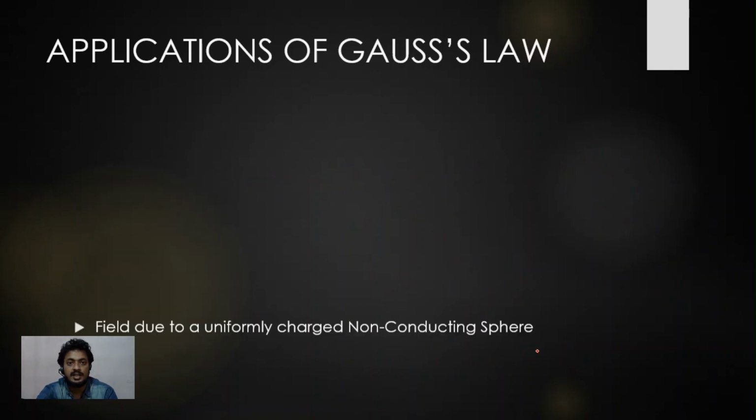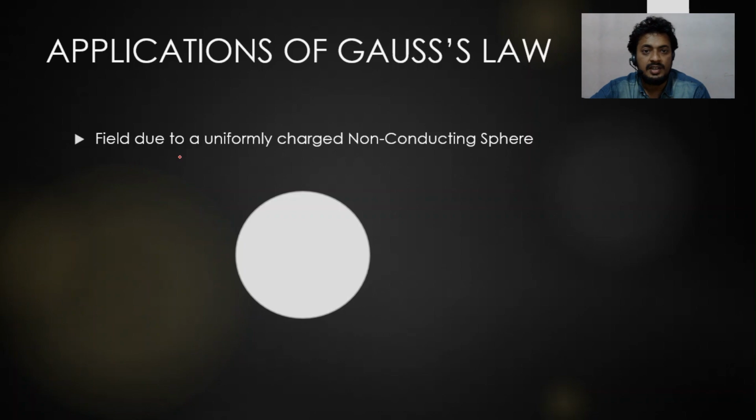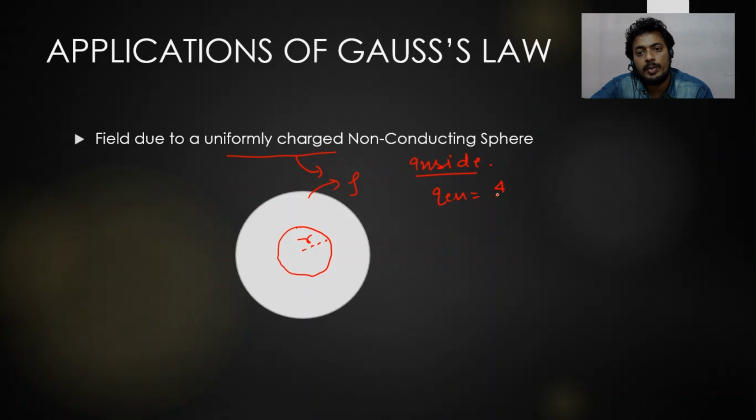Let's move to another shape. Electric field due to a uniformly charged non-conducting sphere. Draw any Gaussian surface inside and outside. First we will go for inside. For the inside case, let's assume the density is rho because it is uniformly charged. So the Q enclosed will be 4 by 3 pi r cube, which is the volume, into rho, the charge density. This will be Q enclosed.